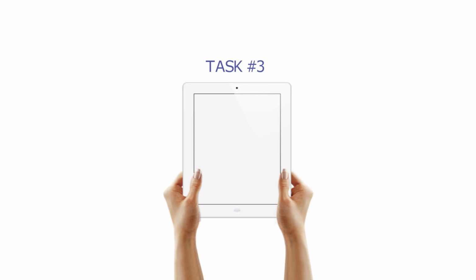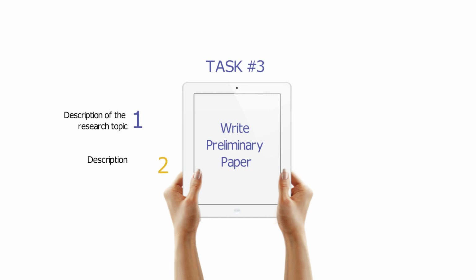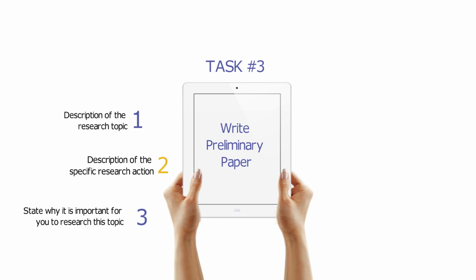For task number 3, and in 4 to 5 properly cited pages, write a preliminary paper, which must include the following. 1. An enhanced description of the research topic, using the statement of the problem you created in task 2. 2. Enhanced description of the specific research action you propose to undertake to resolve the issues you have raised. Here you will expand on what was already written in Task 1.